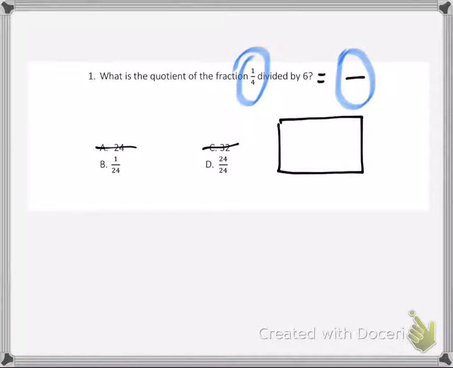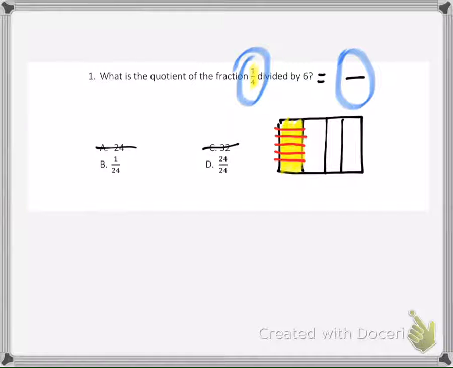Now, if we draw a model so we can prove our answer between B or D, we're going to draw first the model of 1/4. So if we take one whole and divide it into 4 parts, you shade one of those in, that's 1/4. What the question is saying now is that you have to divide it by 6. So you would do 1, 2, 3, 4, 5 lines. That gives you 6 sections.